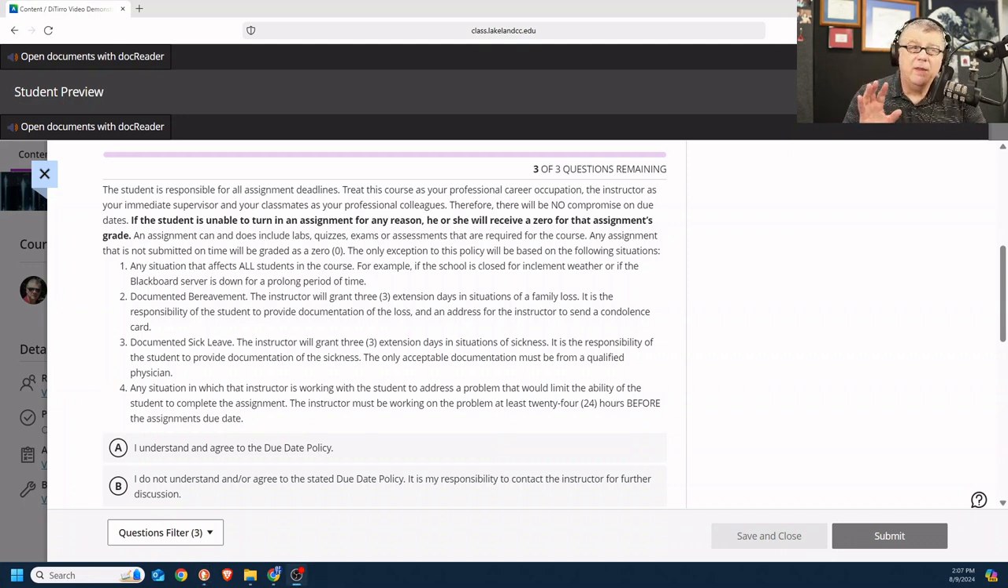All right. There are basically 4 exceptions to the rule. The fourth one is probably the most important, but let's go through each one of them so you understand. Exception 1, any situation that affects all the students in the course.